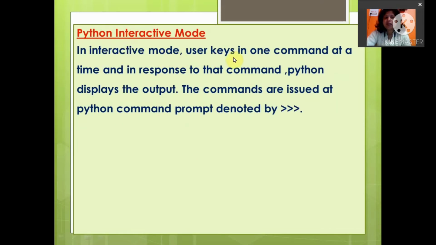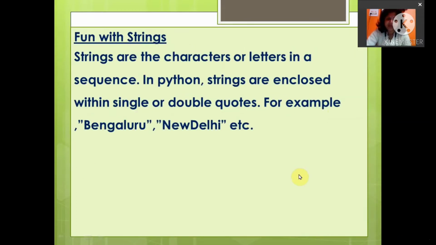In interactive mode, the user keys in one command at a time. Interactive mode we'll read today. In response to that command, Python displays the output. The commands are issued at the Python command prompt, denoted by the triple greater than symbol. Today we'll do the programs in this interactive mode, and in the next video I'll show you how to use this IDLE interactive mode.